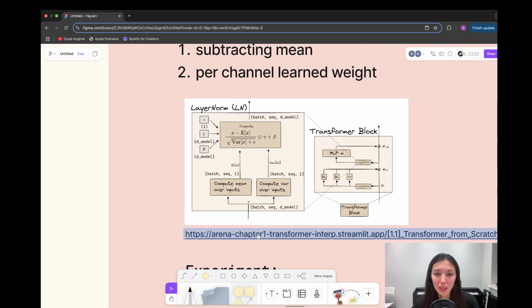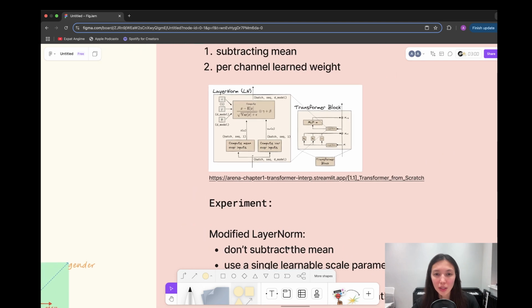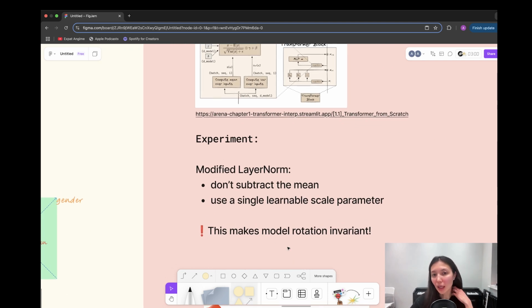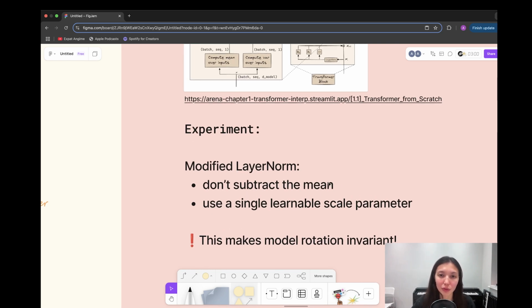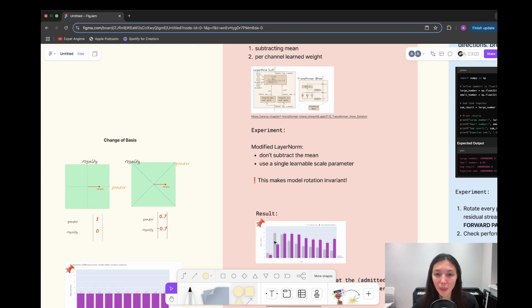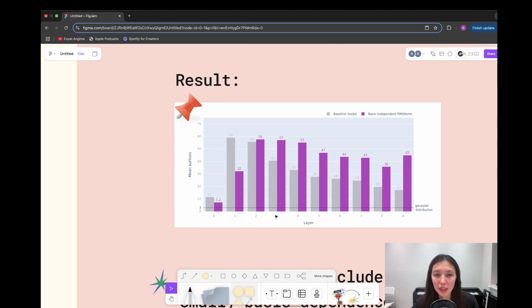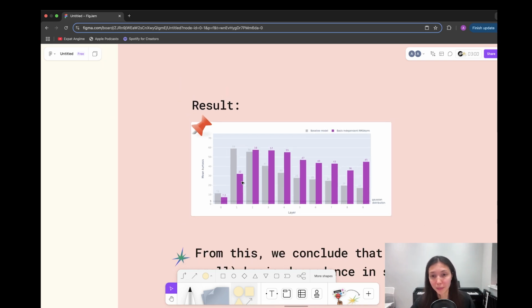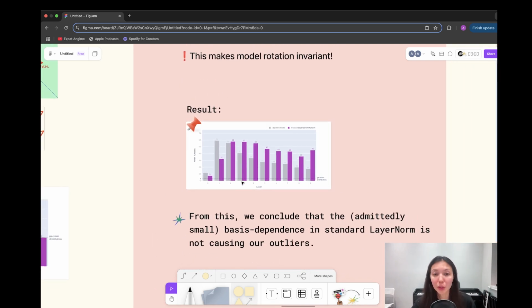I took this picture from the ARENA tutorial. And then the researchers, as an experiment, introduced a modified LayerNorm, where they removed the subtraction of the mean and just did the scaling. And they also used a single learnable scale parameter. They claimed that after this, the model should be rotation invariant. When they calculated the kurtosis using this updated LayerNorm, what they saw were again these large outliers. That led to the conclusion that LayerNorm is not causing the outliers.